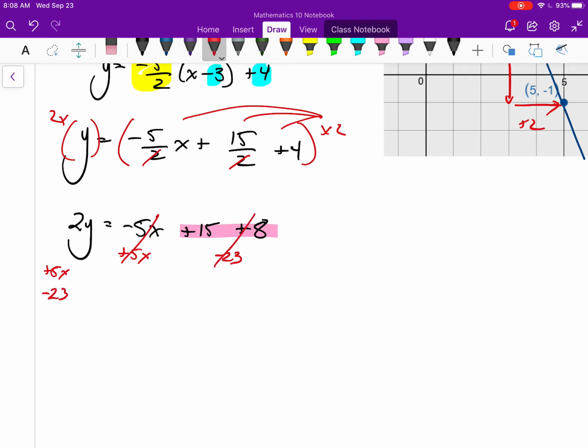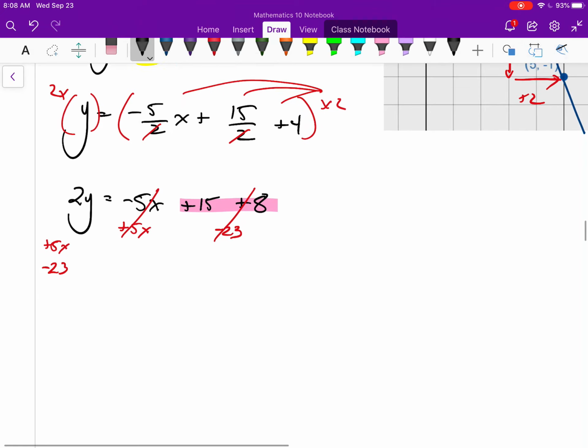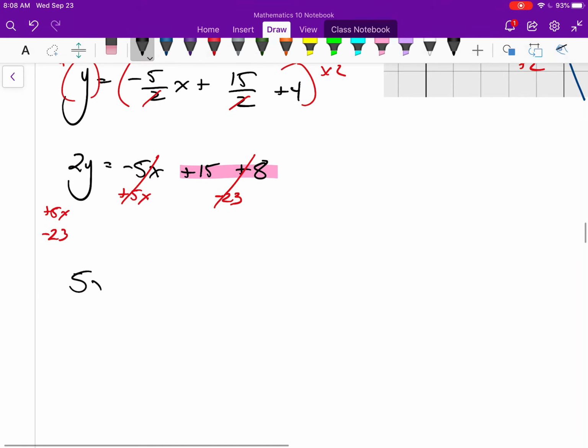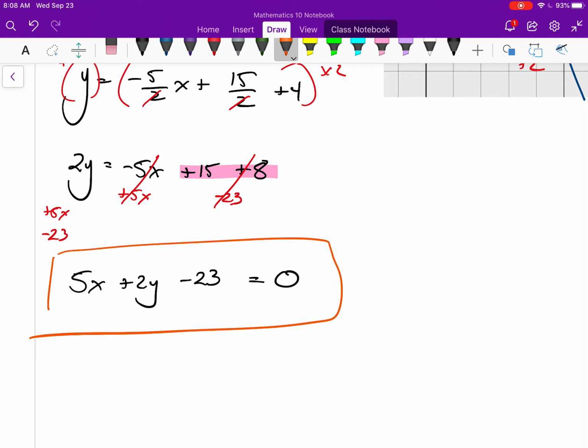So that cancels out, that cancels out. On my left-hand side, I have 5x plus 2y minus 23. On my right-hand side, I have nothing. So I write equals 0. And that's my equation in general form. Remember again, general form is not great for graphing. I said it's more useful for other things we'll do later on. But who cares about graphing? I mean, it's an equation, and that equation is correct. All right?